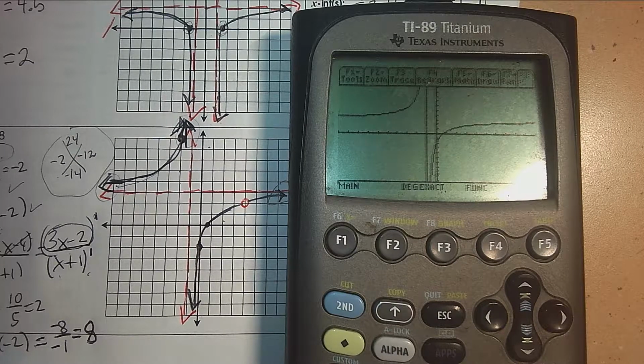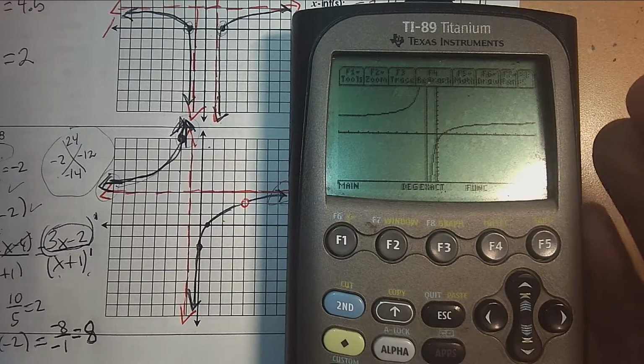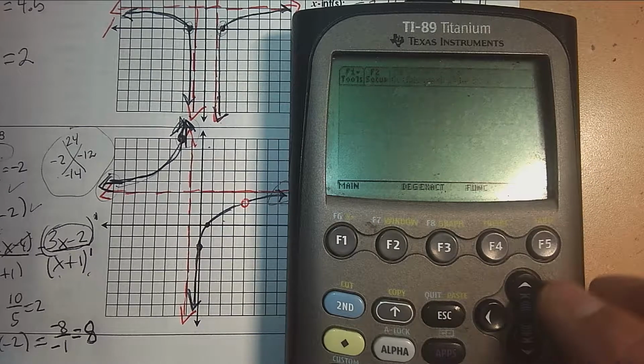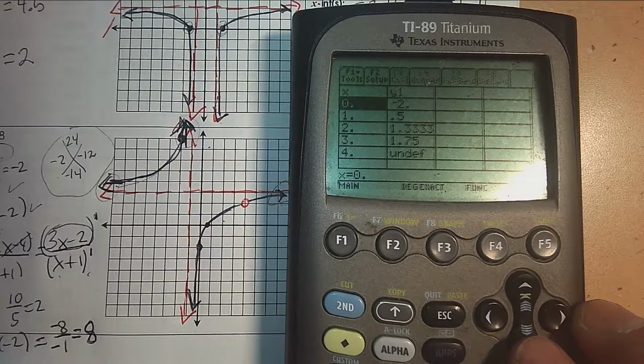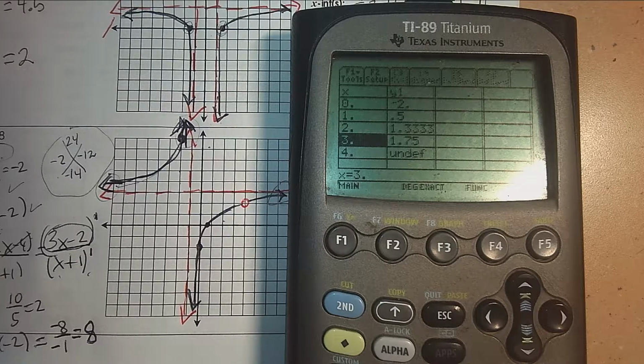Why don't I see a hole there? If I wanted to see a hole there, where would I go to? The table. And if I go to the table, what do I see when x is 4? It is undefined. That's what's showing that at that x value it's undefined. That's what creates a hole. All right, turn the page.